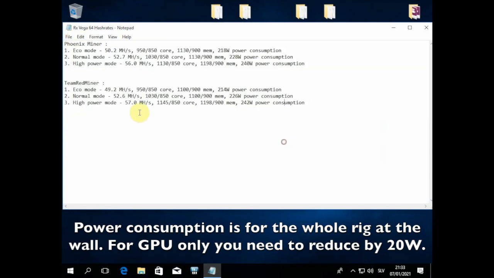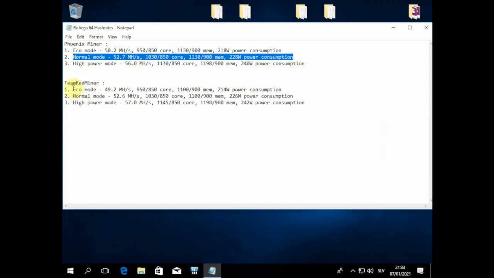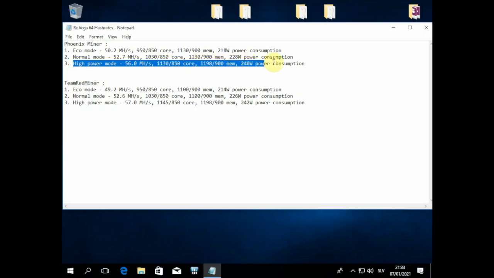Okay, so this is the results we were able to get today. So you have Phoenix Miner and TeamRedMiner, all three results. So Eco Mode, Low Power Consumption, Normal Mode. This is what I run 24/7 for mining, and High Power Mode. I really don't recommend High Power Mode because it is dangerous for the GPU.